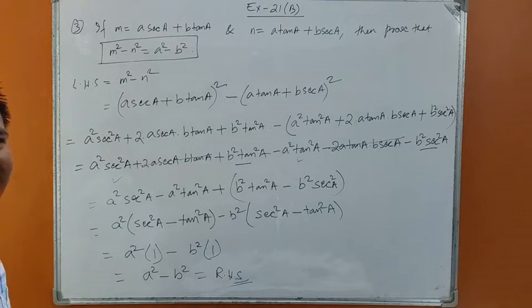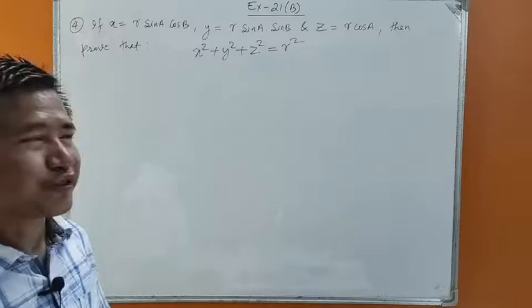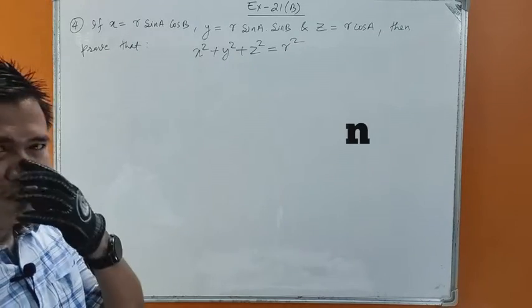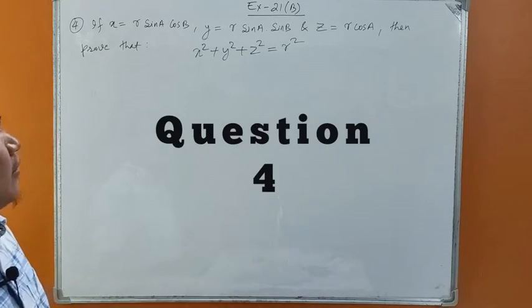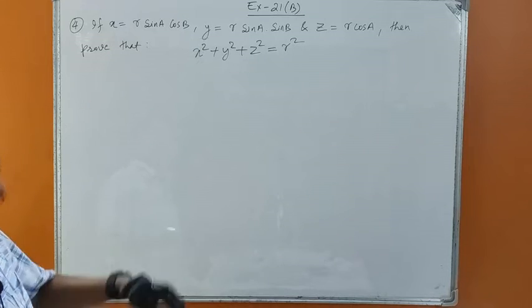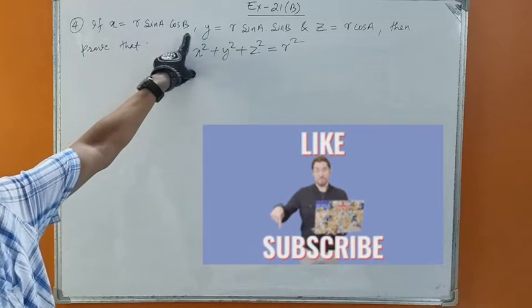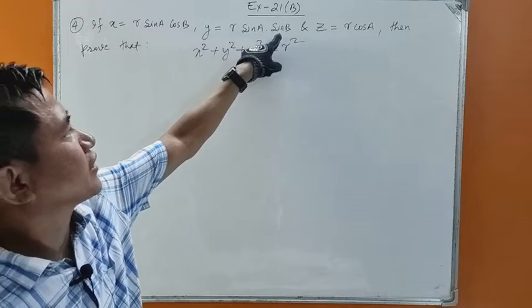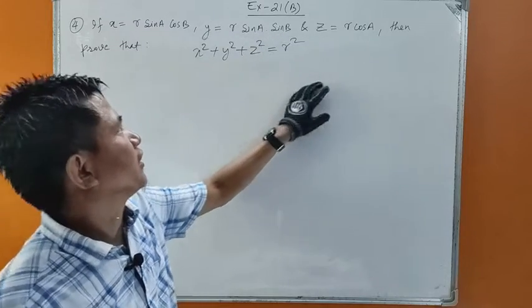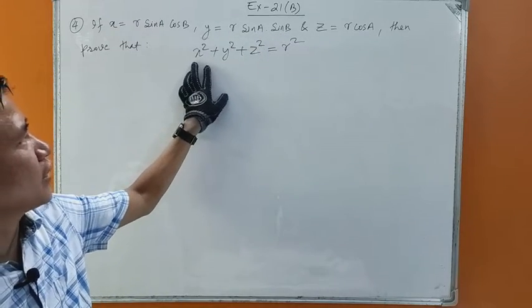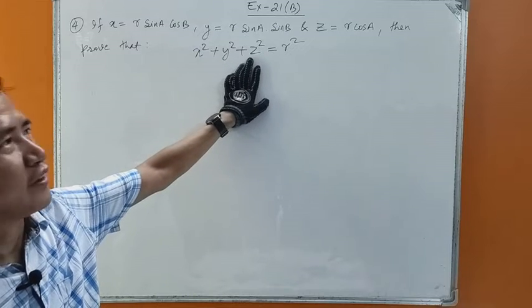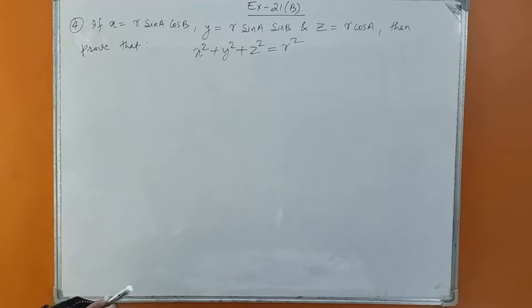I hope we got this. Now let us move on to the next question, that is question number 4, question number 4 of exercise 21b. So we keep on with the three conditions: x equals to r sin a cos b, y equals to r sin a sin b, and z equals to r cos a. So we are asked to prove this: x square plus y square plus z square equals to r square. So let's start from the left hand side.